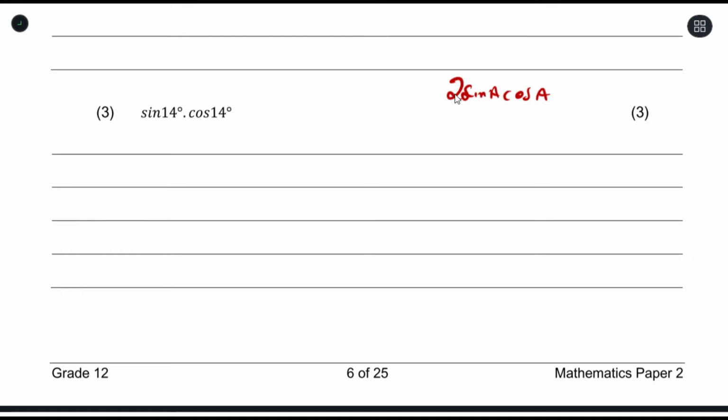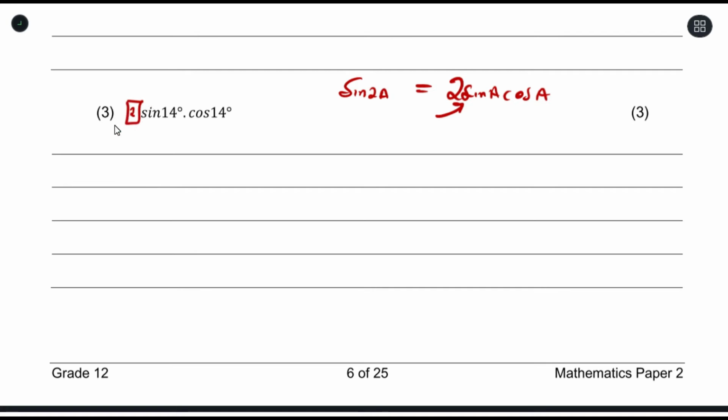Yeah, where you have 2 sine A cos A, this is sine 2A. But the difference here is that we do not have that 2 before it. We can actually put this 2 so that we can tap into this double angle identity. For us to do that, we have to balance it out by multiplying by a half so that the half cancels the 2.